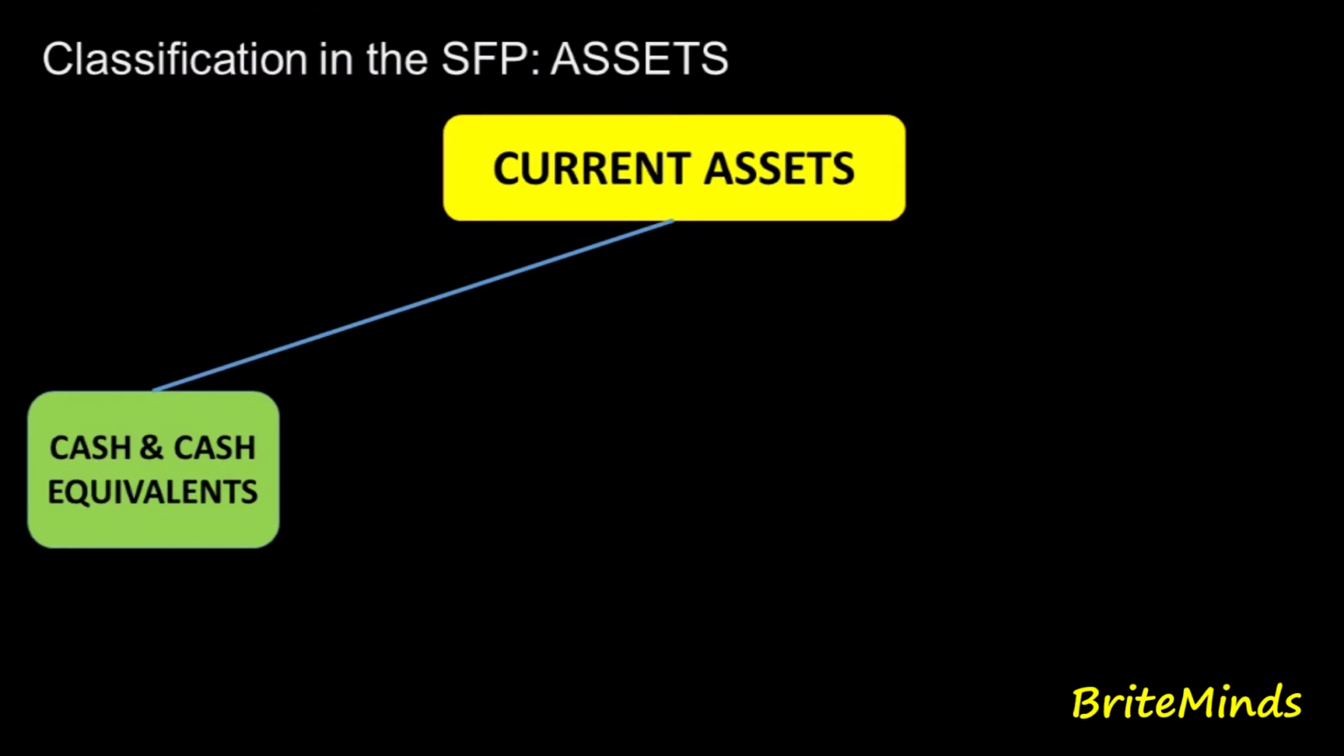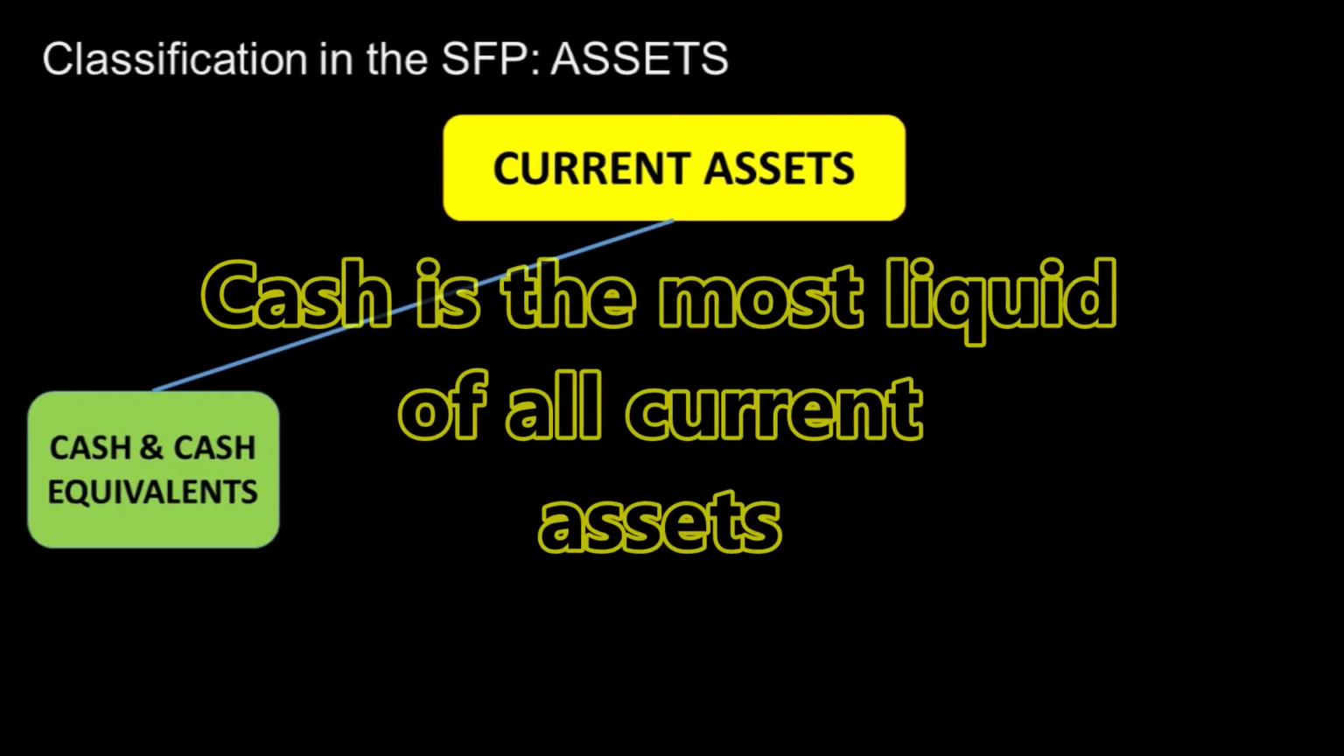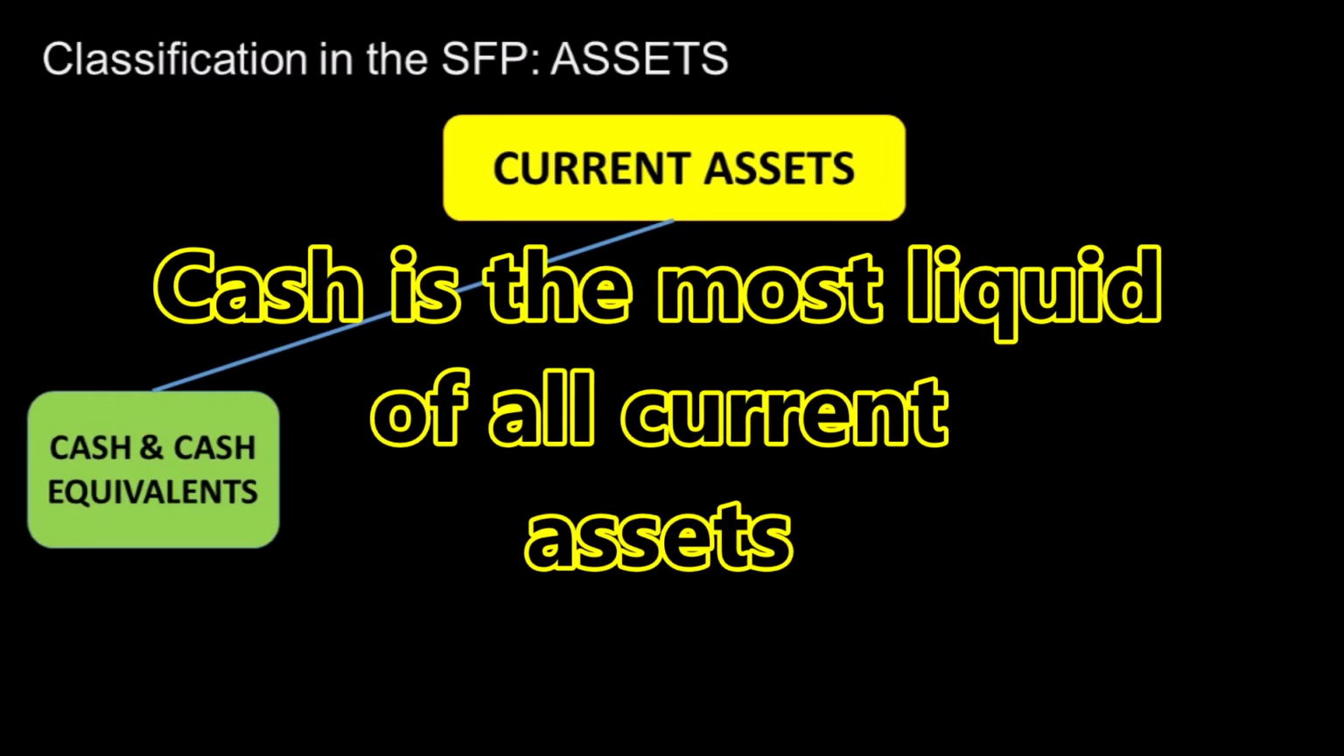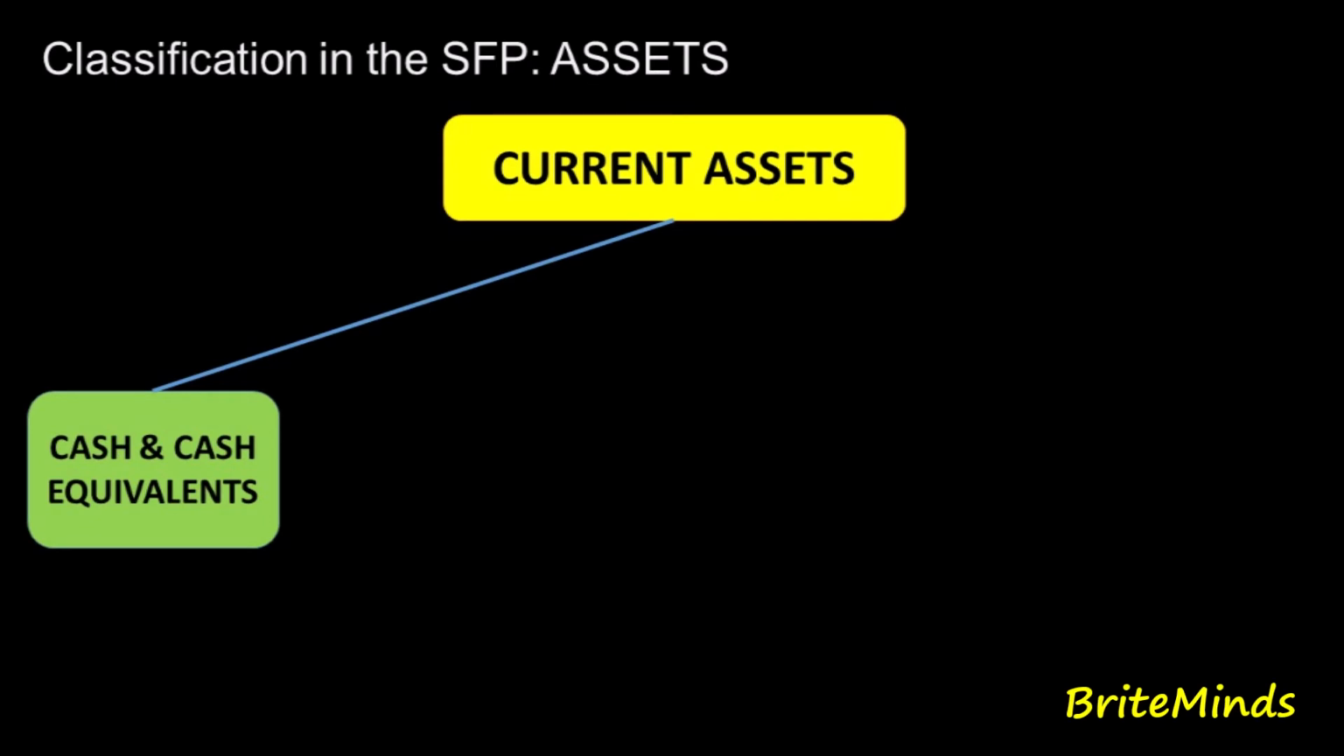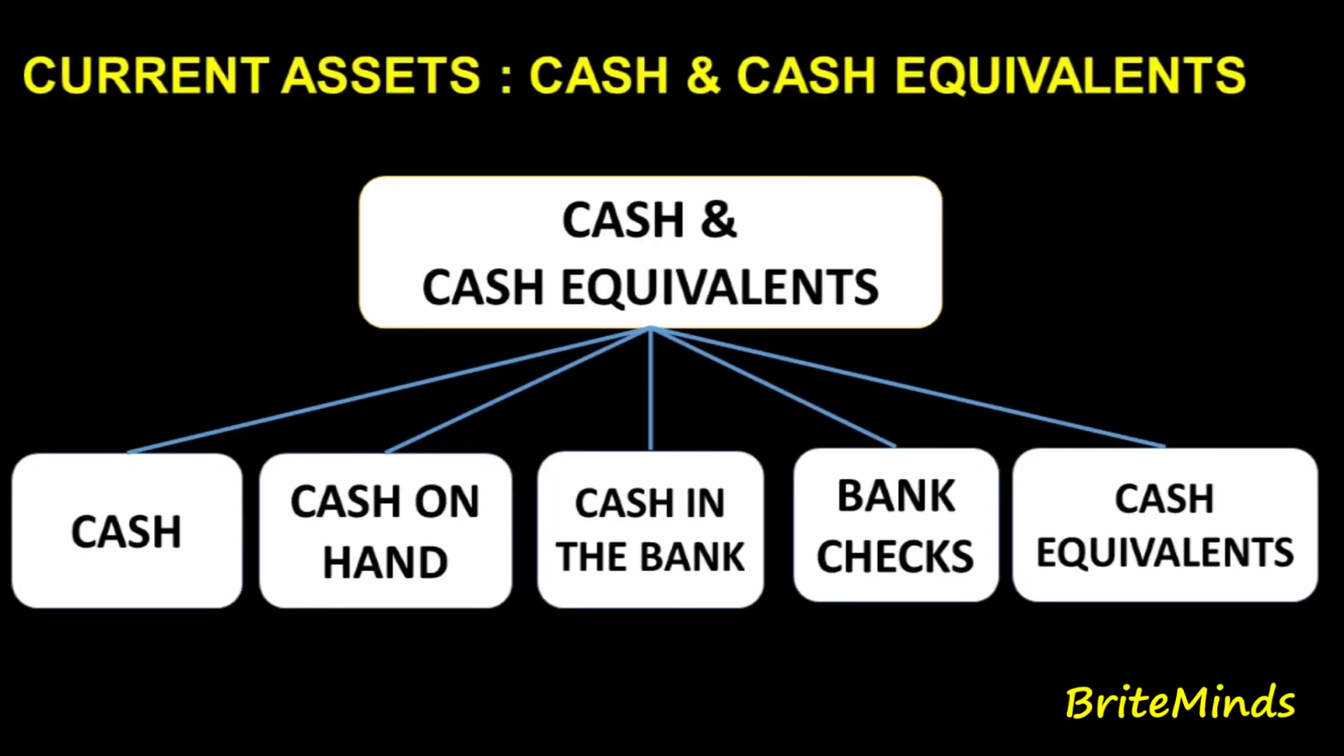Cash and cash equivalents is the first account title to be reported in the statement of financial position according to the order of liquidity. Because as I discussed a while ago, cash is the most liquid of all assets, and cash is under the current assets. So we know that current assets like cash, the company expects to consume within 1 year.